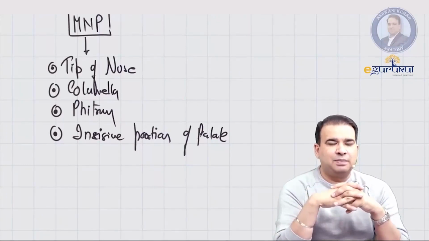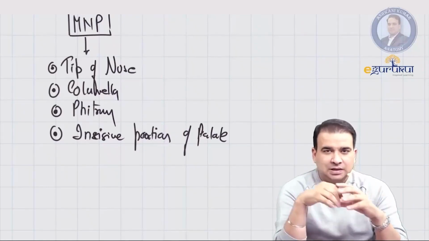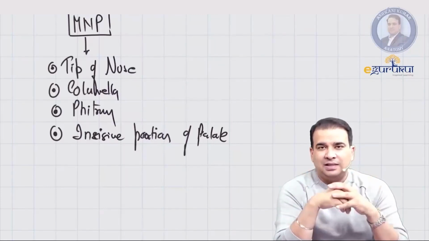So this is about the development of the face and palate. In the next, third and last section of this H&F development, we will talk about the development of the tongue and the thyroid gland also.